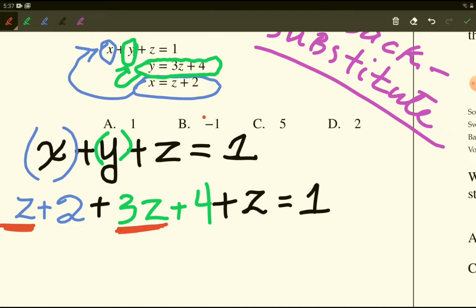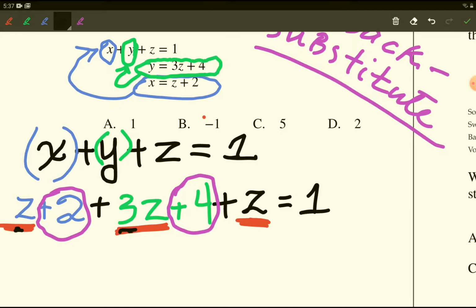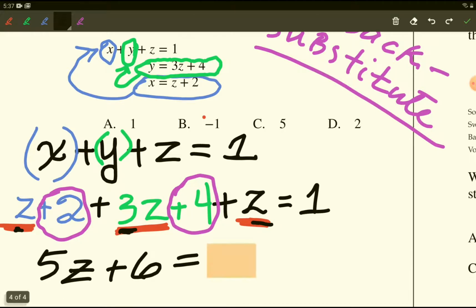So now I'm going to combine my like terms. My letters, combine those, and then my numbers, positive 2 and positive 4, and I'm just going to leave that 1 alone for now. So how many z's do I have? I have 1z, plus 3 more z's, that's 4 z's, so I have 5 z's. 5z, and then 2 plus 4 is 6, equals 1.